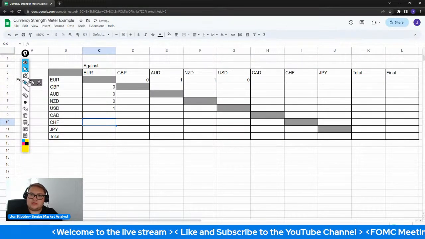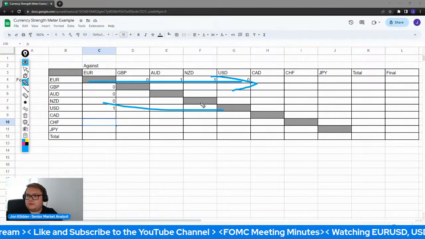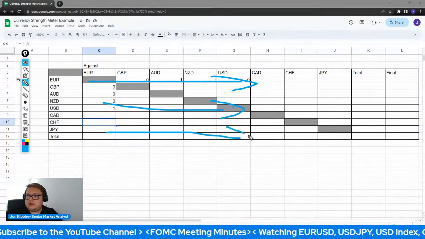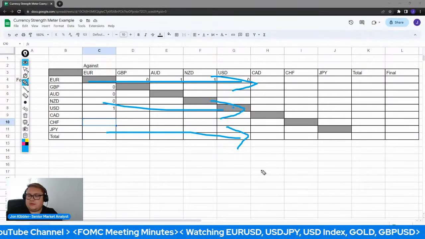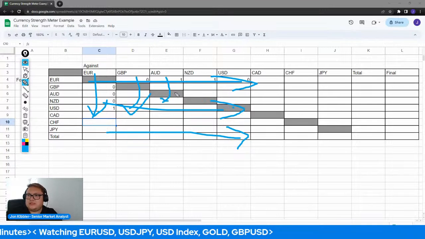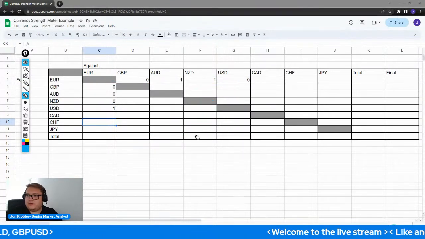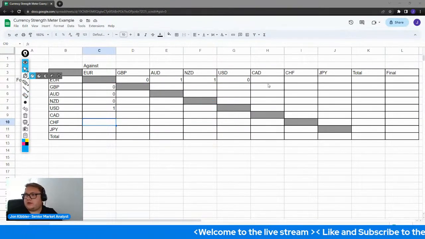Okay, think of it this way. Everything going this way is the sort of base currency, in a way. Everything going this way is against. So I might not explain that too well, but it all makes sense when we come to the end, when we come to add up the totals. I'll show you how we do that.